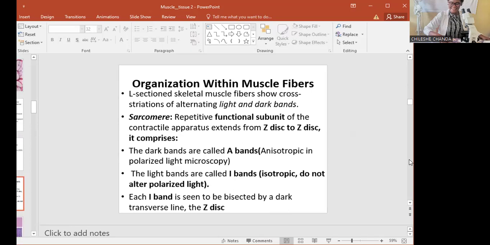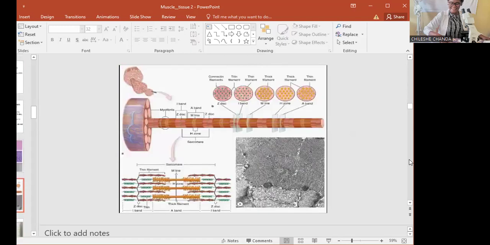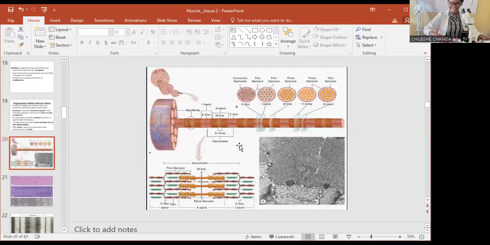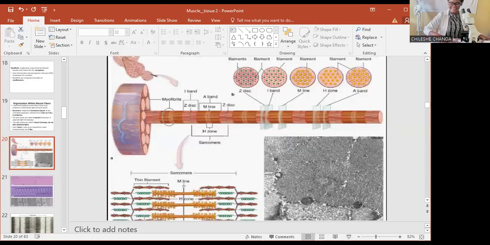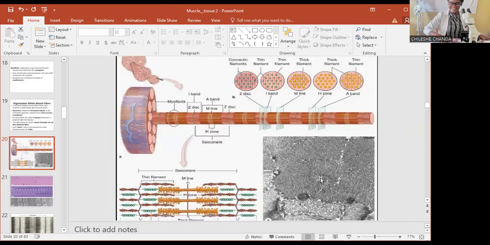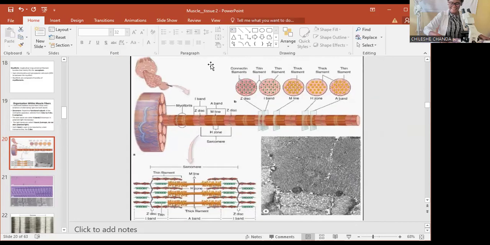Now, the organization within the muscle fiber. Let us look at the organization of these filaments within the muscle fibers. If you look at this diagram here, this diagram is nicely depicting how a muscle is. Remember that diagram we were looking at? Those biceps we were looking at, it is this one.